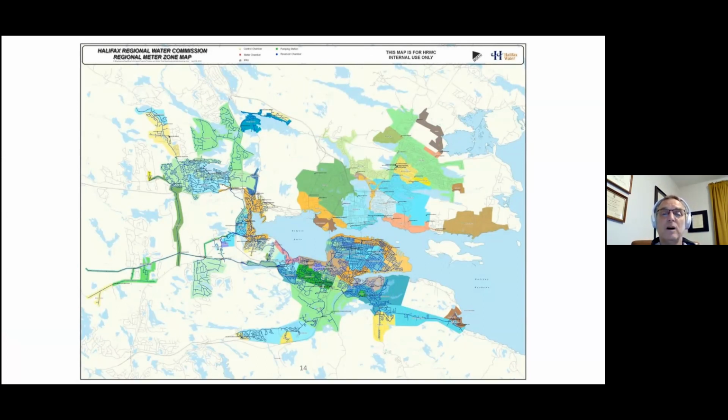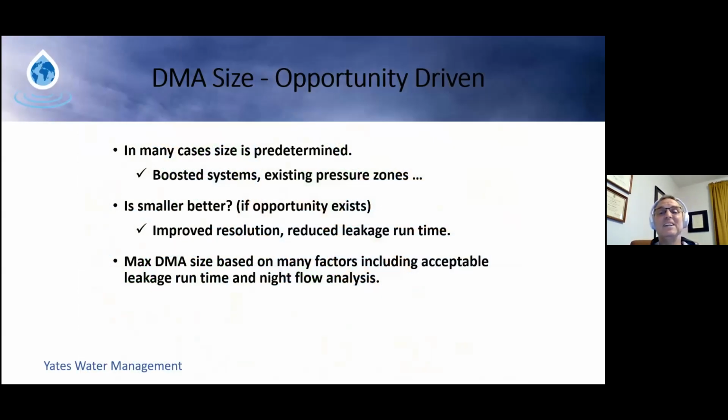There is no perfect size for a DMA, and I'll try to explain that in the next slide. Basically, in many cases, and this happened with Halifax Water, many of our DMAs were predetermined because we had to control pressure. We had pressure zones where we had to pressure reduce in particular. And there's a lot of hilly topography in the Halifax area. So we had to be careful that we pressure reduce from our treatment plant, which is way back in the woods, about 30 kilometers away. And water flows by gravity.